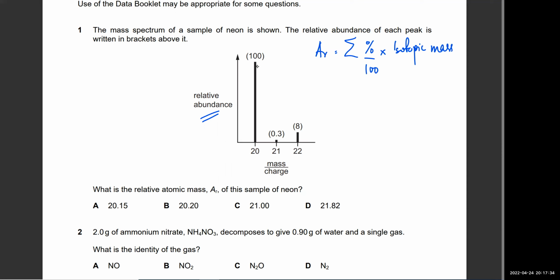So over here, what is the fractional percentage of the isotope which has a mass of 20? That is 100 out of, what is the total? I think 108.3. So the first one, it's 100 over 108.3, multiplied by the isotopic mass, which is 20. What is the other one? That's 0.3. It's not 0.3%. Remember that. It's 0.3 out of a total of 108.3, and that's going to be into 21. Plus, it's going to be 8 over 108.3 into 22. Okay, you find that and you'll get it.